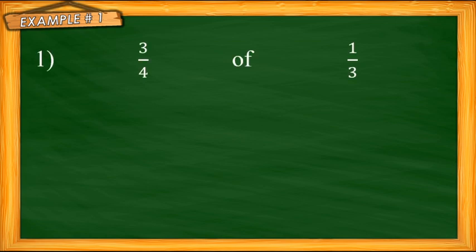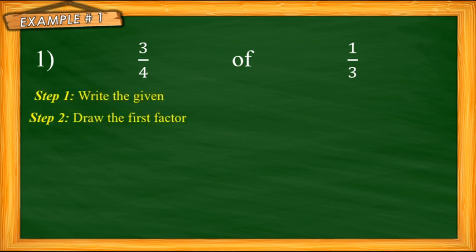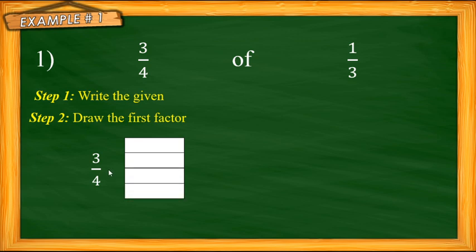Okay, number 1, 3/4 of 1/3. So we need to get the 3/4 of 1/3. First step, write the given. Draw the first factor. So let's draw 3/4. We have 4 parts, 1, 2, 3, 4. And then how many shaded regions? We have 1, 2, and 3. 3/4. So this will be the illustration of 3/4.